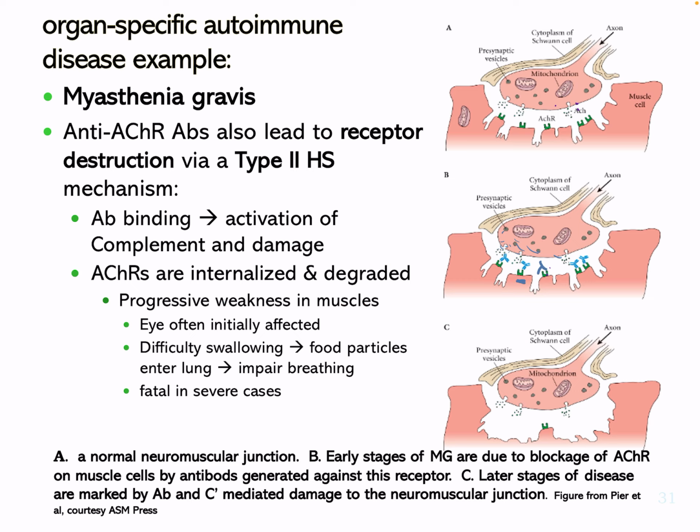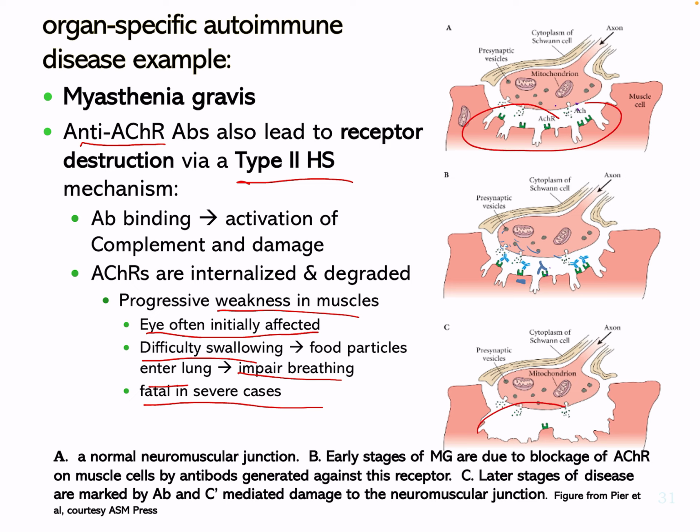Our anti-acetylcholine antibodies also lead to receptor destruction via type 2 hypersensitivity. This is through antibody binding and the activation of complement and damage. These acetylcholine receptors are internalized and degraded, and then we have progressive muscle weakness. The eyes are often initially affected, then we have difficulty swallowing, and food particles can enter the lung and impair breathing, which is fatal in severe cases. So we can see here the progressive destruction.